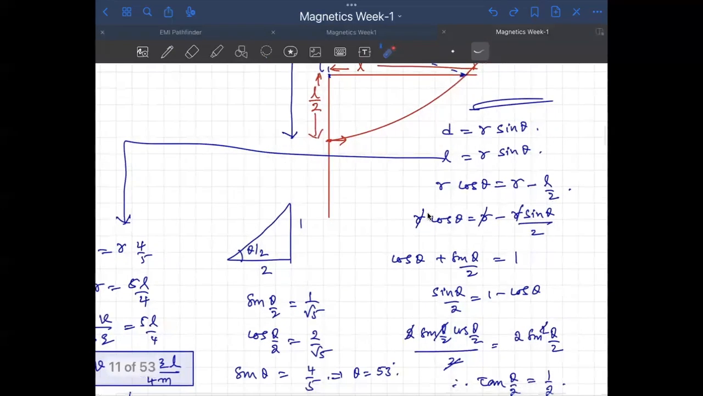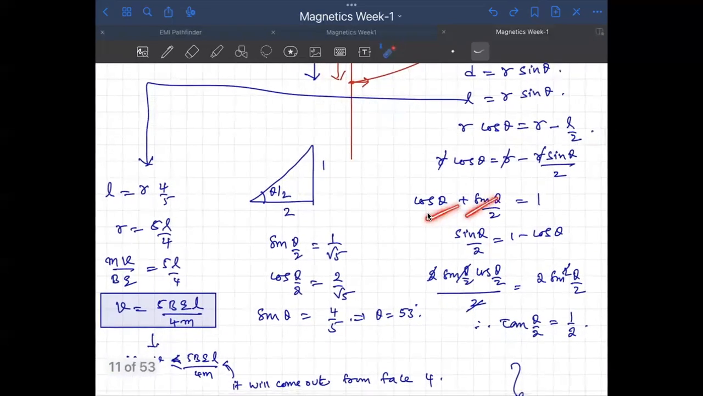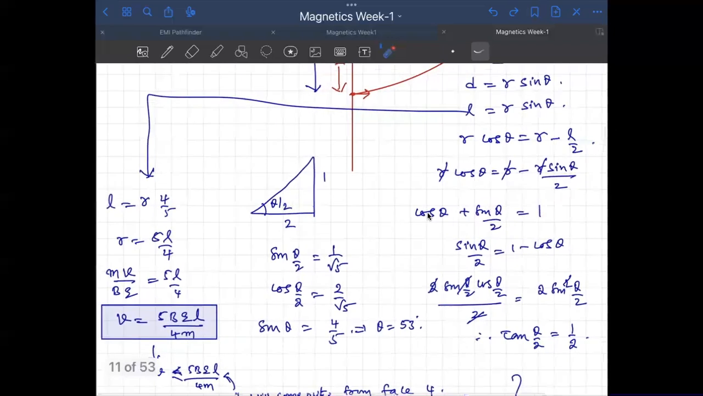That also I have substituted here at this point. So finally, the condition I am going to get is cos theta plus sin theta by 2 is equal to 1. Finally, tan theta by 2 is 1 by 2. You will get the condition tan theta by 2 is equal to 1 by 2. This is theta by 2, 1, 2. Right. Now again you come back.